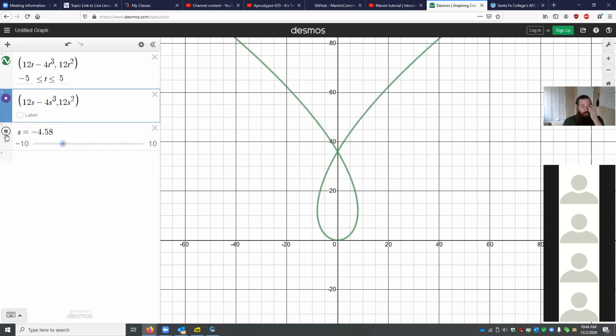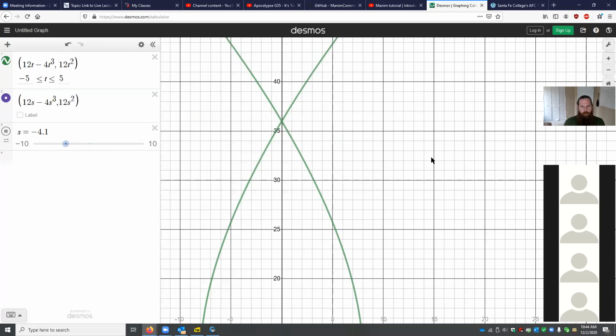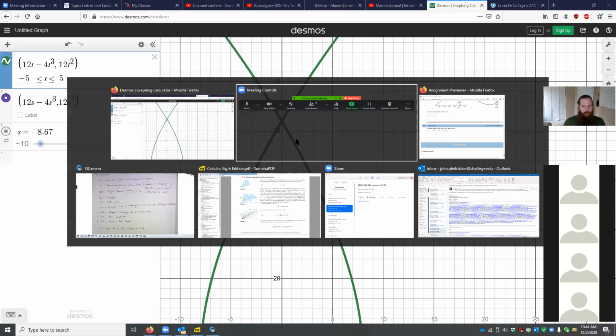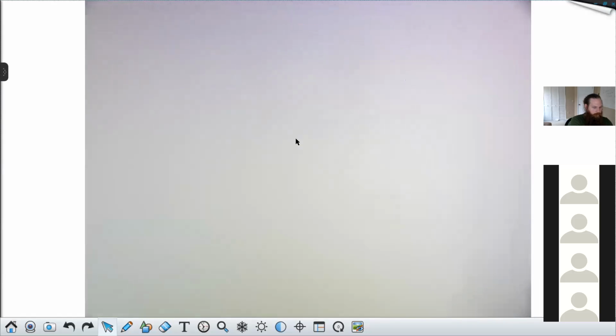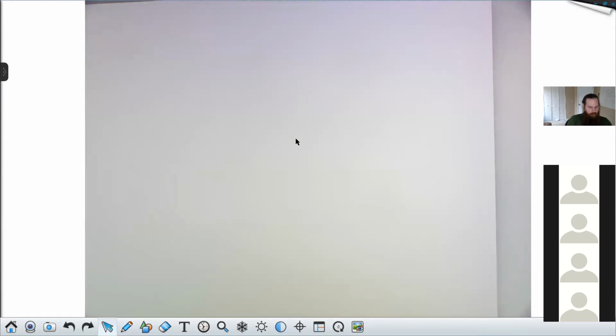I'd like to find out what time values correspond to the start and end of that loop. And if you zoom in and look close here, you'll see that this is like halfway between 30 and 40. It's actually 36 if you zoom in a little further. So I want to figure out where the y function, which is 12t squared, is equal to 36. That'll give me the t values I need. So let me swap back to my doc cam and we can go through this. We need to find the length of the loop.